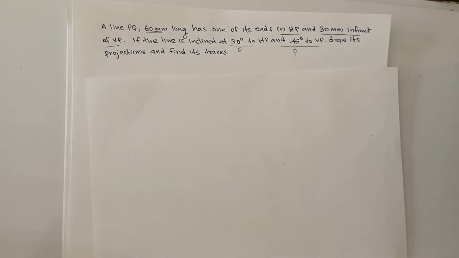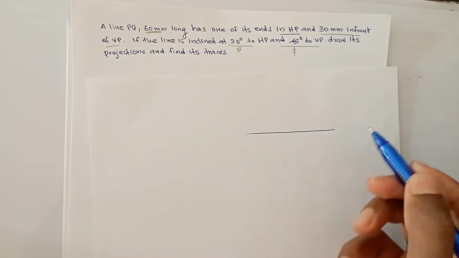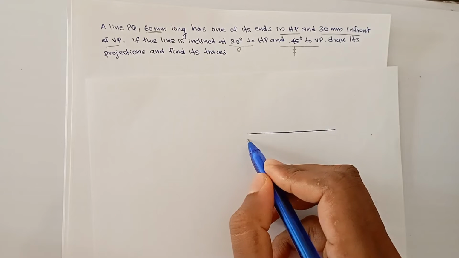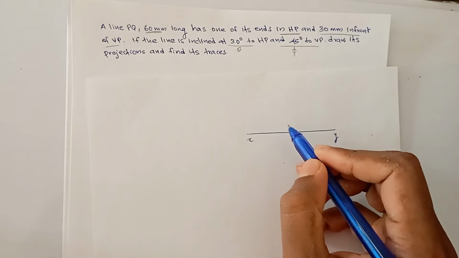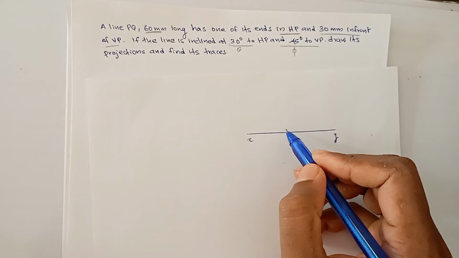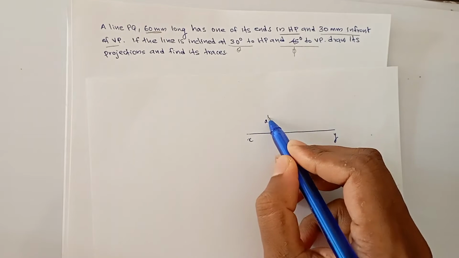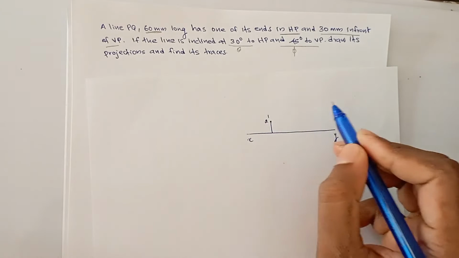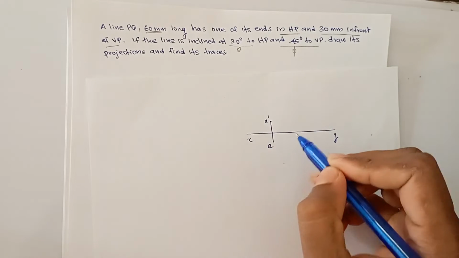Before starting any question based on projection of line, you have to draw a simple basic sketch. So this is a simple basic sketch. You have to understand this. This is the XY line, and suppose the line is in the first quadrant and it is inclined to both HP and VP. Suppose the line is AB, and its end A is some distance above the XY line, above HP, and some distance in front of VP.